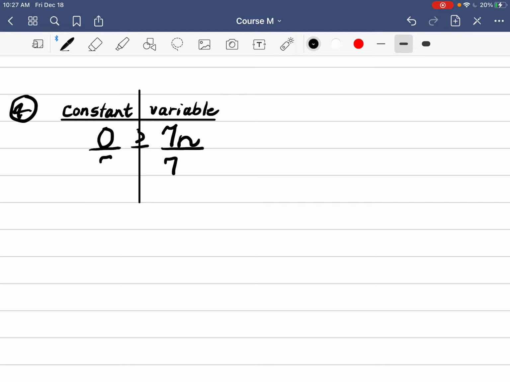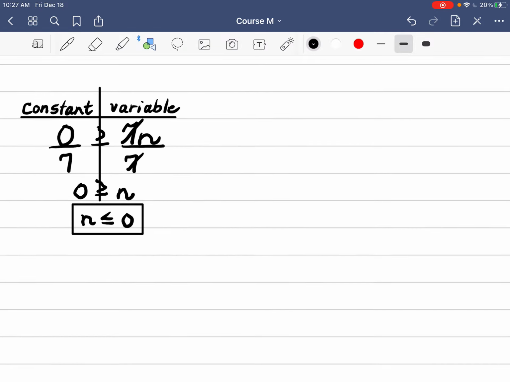So we're going to divide both sides by the 7. It's not a -7, so you don't have to reverse anything. 0 divided by 7 is 0. That is not standardized, so we need to standardize it. N is less than or equal to 0. Remember to turn the sign when you standardize.